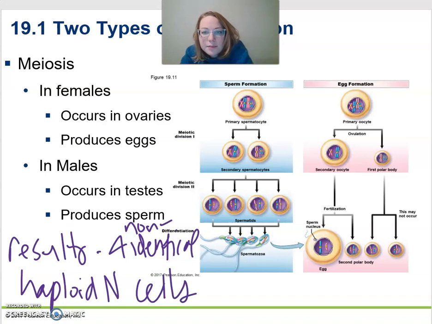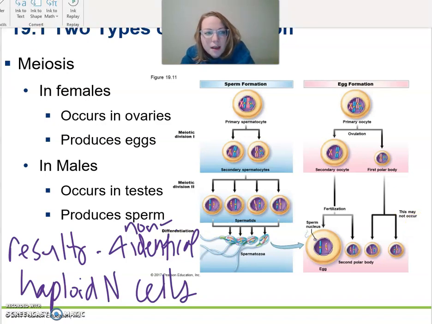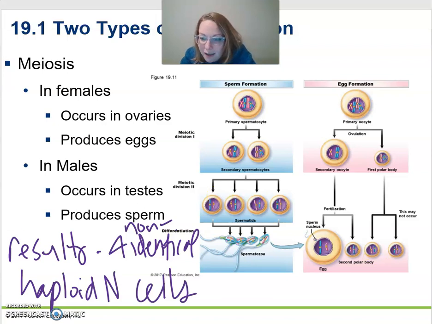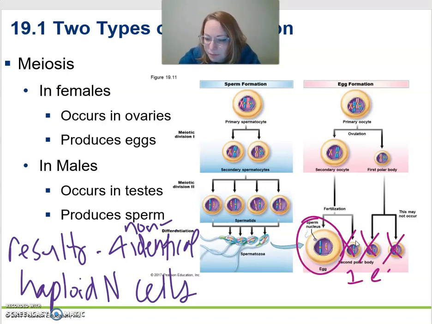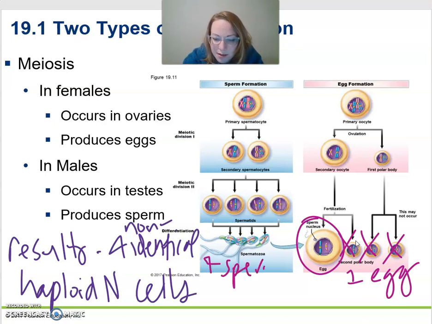Okay. They are a little bit different between males and females. Females will make only 1 egg out of those 4 cells. The other 3 are just basically DNA only, and they get expelled off and broken down. They're polar bodies. And then you've got 1 egg or ovum. Whereas with sperm, you get 4. Great. We'll look at each of these more in depth.